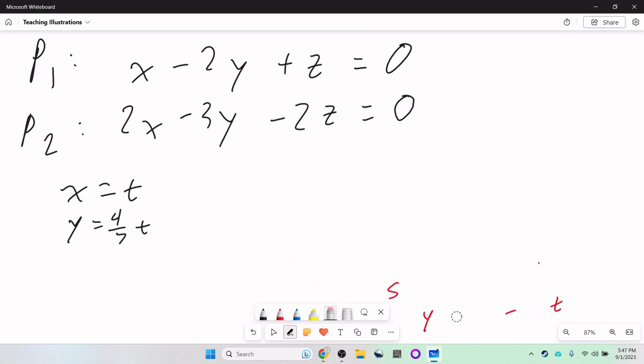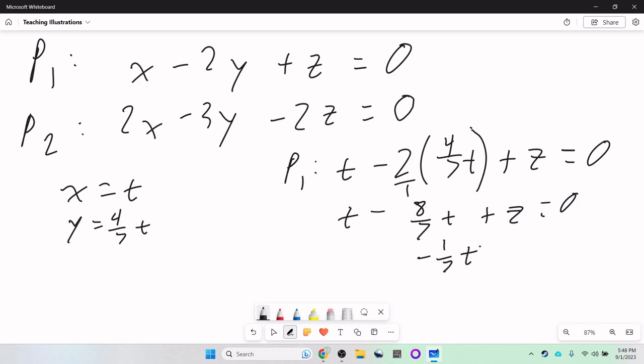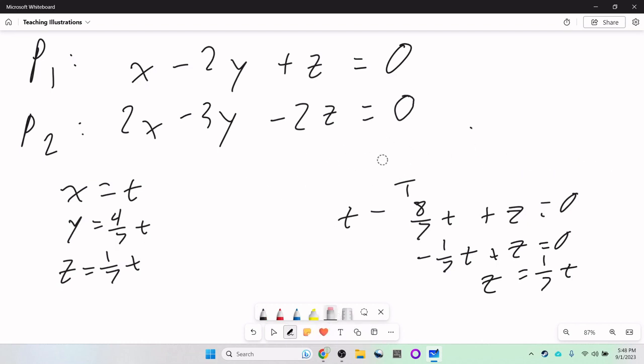We just take either equation and plug in. Let's say for P1, we have x is t minus 2 times y is 4 over 7t plus z equals 0. So then we get t minus, this is 2 over 1, so 8 over 7t plus z equals 0. So negative 1/7 t plus z equals 0. So z equals 1/7 t. So that's an equation of the line. Those are parametric equations. X is t, y is 4/7 t, z is 1/7 t.